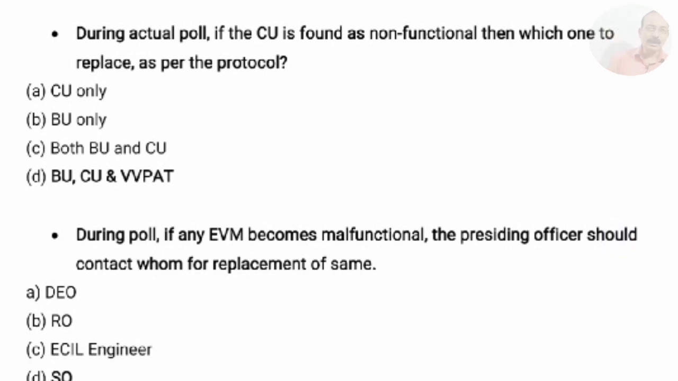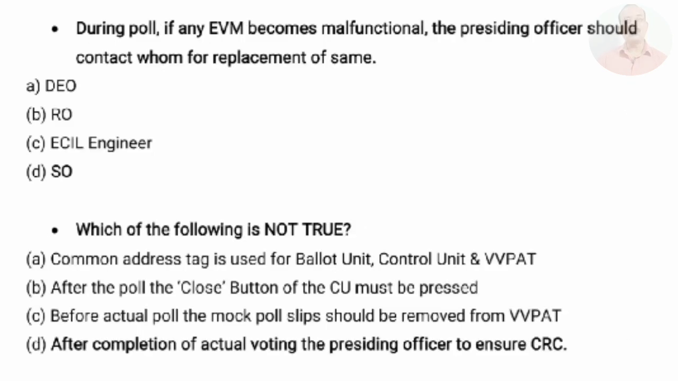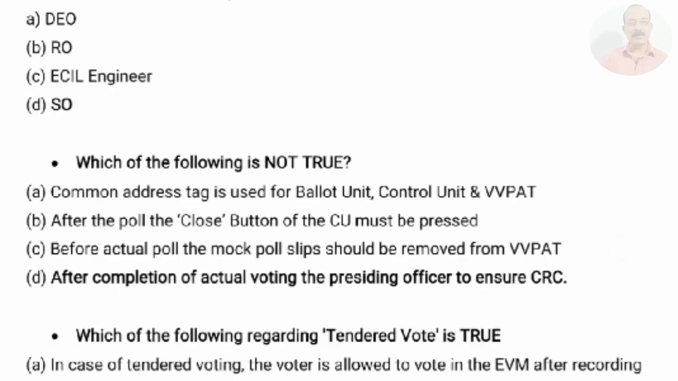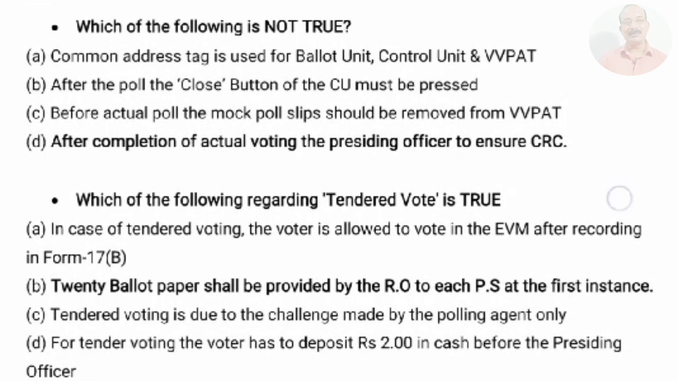During actual poll, if the control unit is found non-functional, then which ones are replaced as per the protocol? Option D, ballot unit, control unit and VVPAT. During poll, if any EVM becomes malfunctional, the presiding officer should contact whom for the replacement of the same? SO, that is, sector officer. Which of the following is not true?